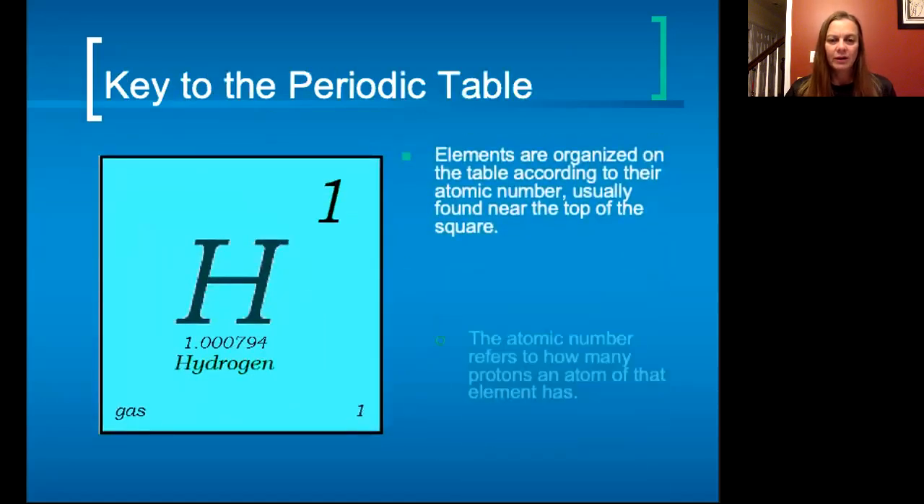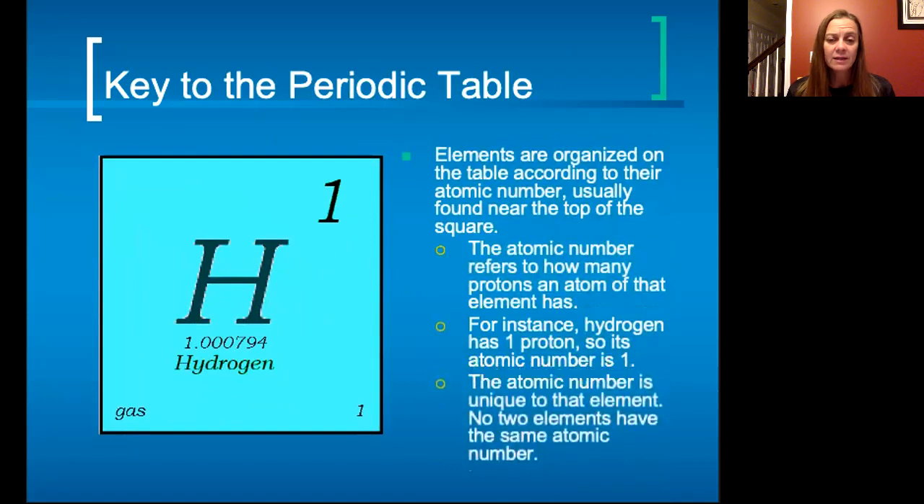So what's on the periodic table? So all the elements, 118 elements, 90 naturally occurring elements, and 28 man-made elements are found on the periodic table. They're organized by their atomic number, and the atomic number is usually found near the top of the square, different places on different periodic tables, but it's always going to be on there somewhere, and it's always going to be a whole number because that number is how many protons that element has. So in our example here, hydrogen has 1 proton, so it has atomic number 1. No two elements have the same atomic number because the number of protons is the identifying characteristic of an element.